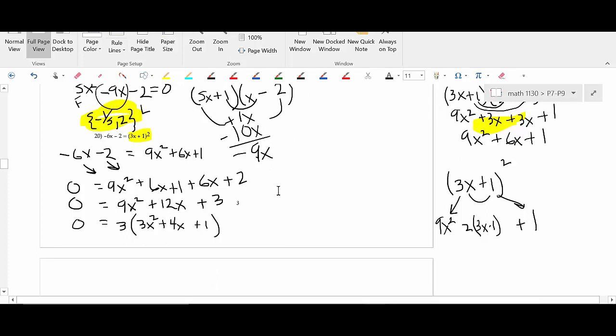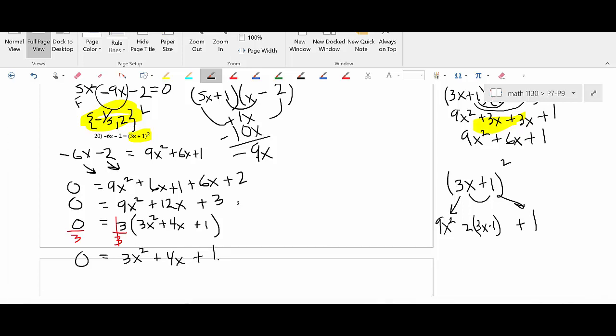Now actually that 3, you can ignore that 3 because you can just divide both sides by 3. I mean, you don't have to do that, but really you would have the equation 0 equals 3x squared plus 4x plus 1, and then that's what you want to factor to solve. Okay, everybody with me there?